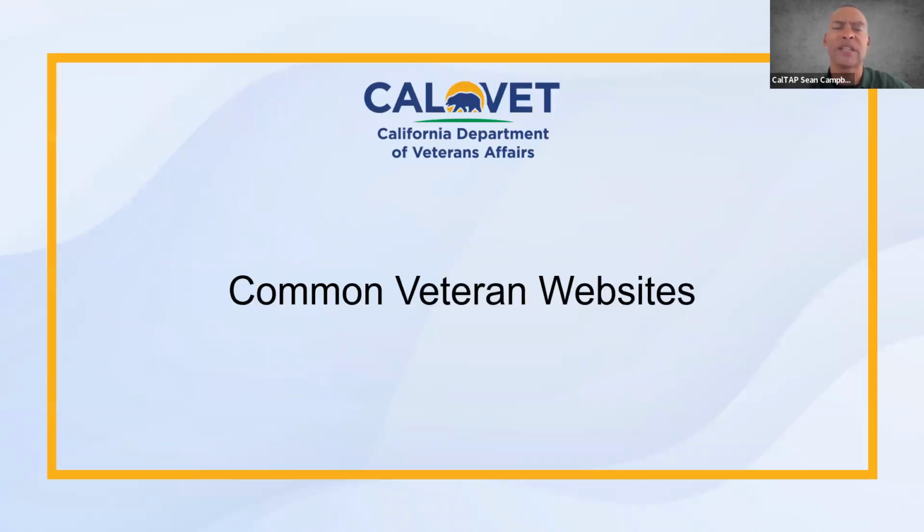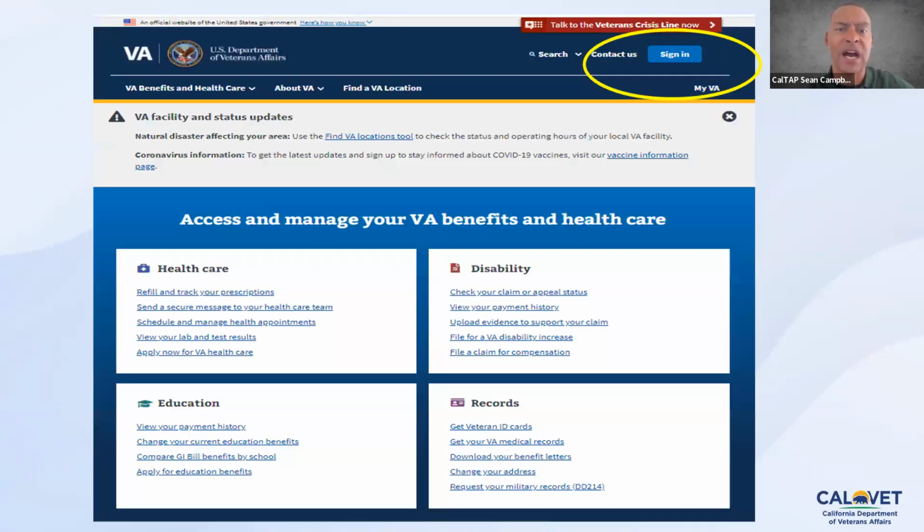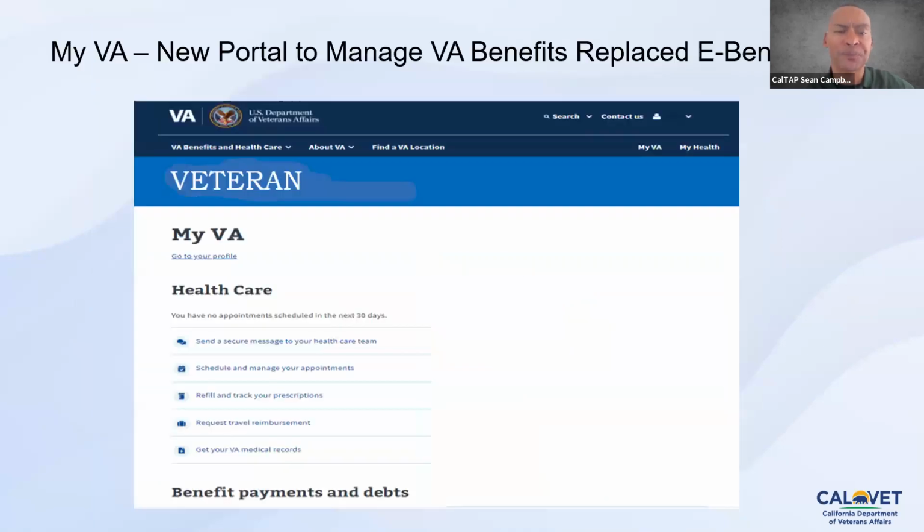Some common veteran websites we want to make sure you're aware of. VA.gov, they just released a phone app for this recently. It's an excellent tool to help you navigate through and access the benefits and different healthcare as well. This is what their screen looks like. So you can burn that into your hard drive for later on when you're navigating through it.